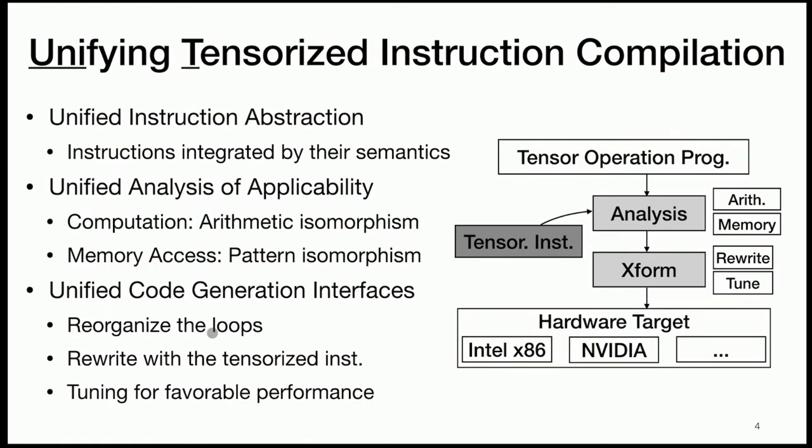In this work, we present an extensible, productive, and high-performance compilation flow for tensorized instructions based on a tensor domain-specific language. The big idea of maintaining a unified compilation flow across diverse tensorized instructions is to have a unified instruction description so that we can reuse the analysis and the code transformation process. After rewriting the program with the tensorized instruction, we also provide tuning strategies to automatically get favorable performance.